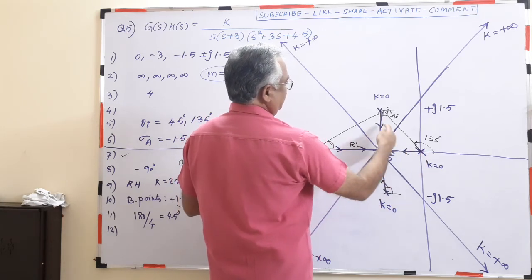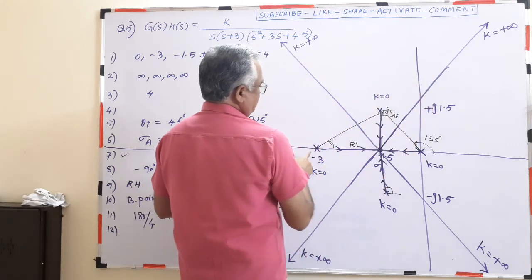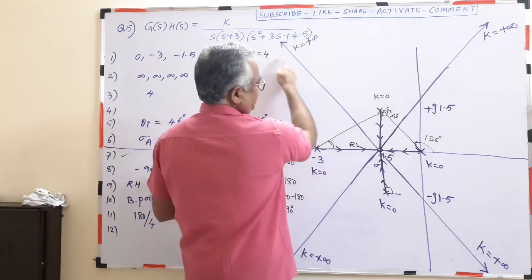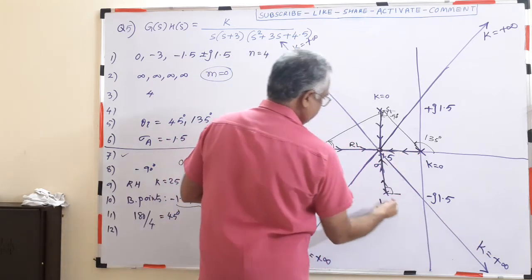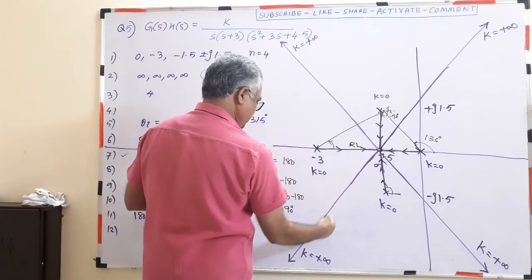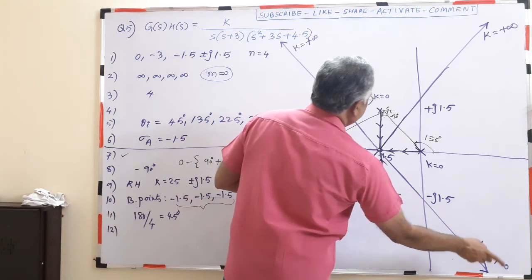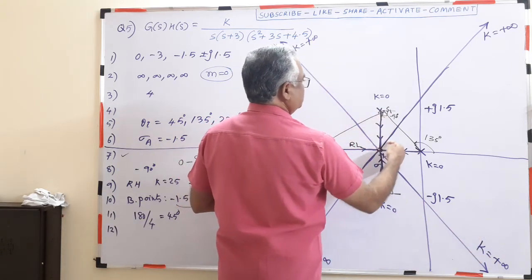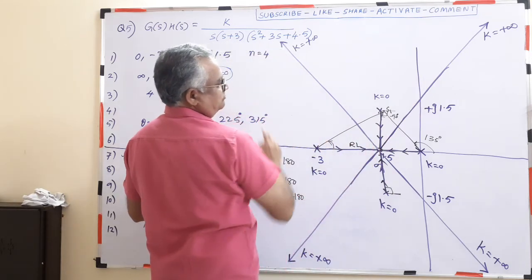Okay. So this is coming this way and goes like this. This is meeting here, goes like this. This is coming and goes like this. This will be like this. So k equal to 0 to infinity for all four.